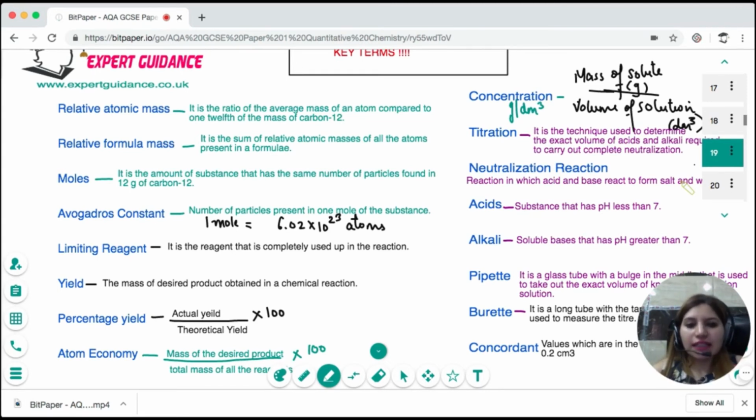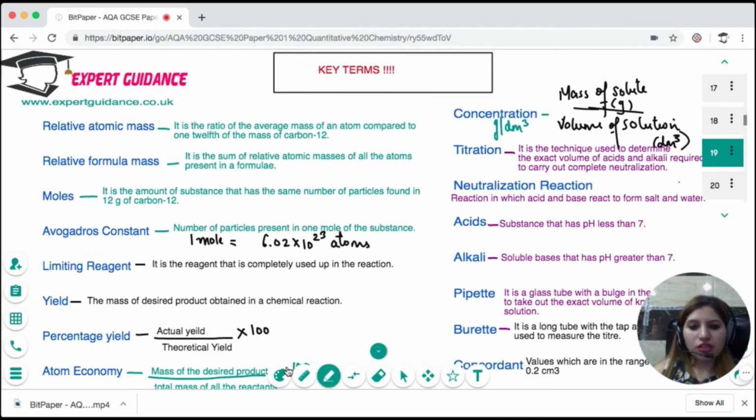Now let us just quickly look over what are the key terms we saw in this unit. What is a relative atomic mass? It is the ratio of the average mass of an atom compared to 1/12 of the mass of carbon-12. Relative formula mass is the sum of relative masses of all the atoms present in a formula. Moles is the amount of substance that has the same number of particles found in 12 grams of carbon-12. Avogadro's constant is the number of particles present in 1 mole of the substance, and 1 mole is 6.02 times 10 power 23 atoms.